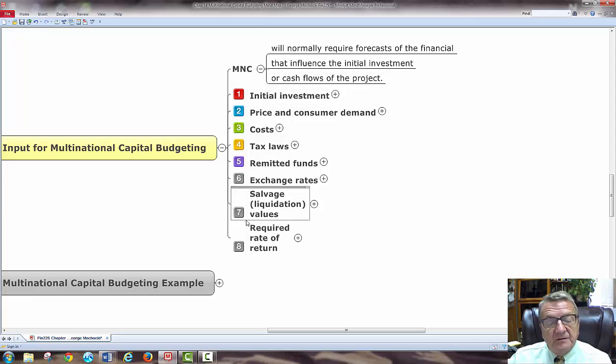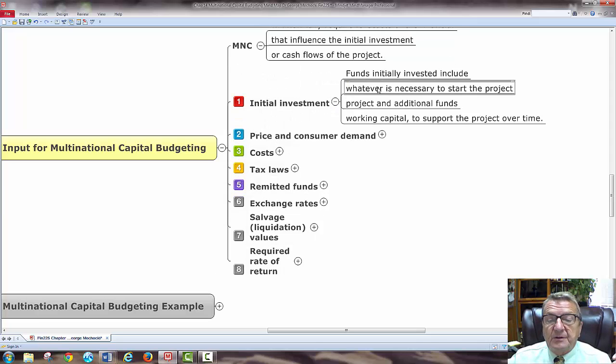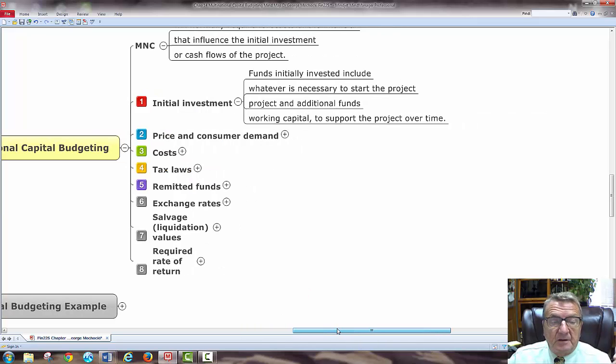Okay, so I marked this down to 8 steps, the 8 things you should be looking at. Initial investment. Funds initially invested include whatever is necessary to start the project, plus additional funds and working capital to support the project over time. This is my initial investment. What do I need to start the project? I need all these other funds later on, but this gives me the core. So this is my initial investment to get going.